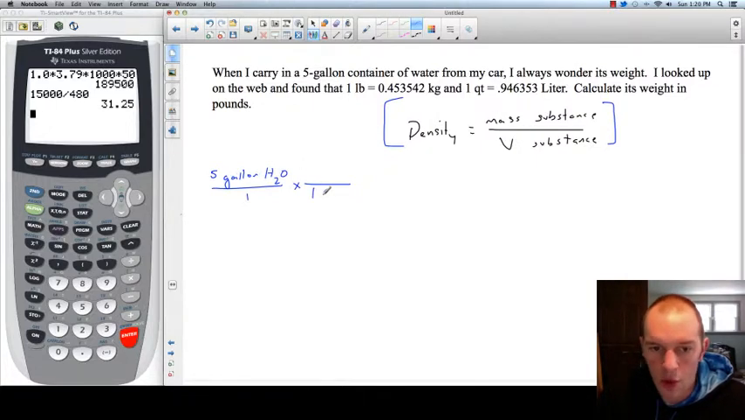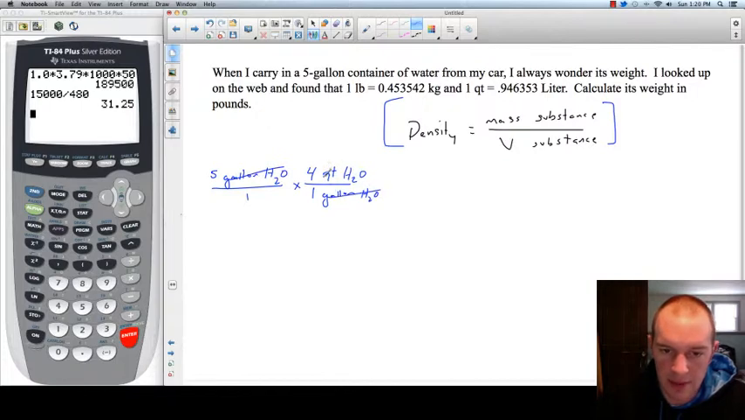So what we know is that 1 gallon is equal to 4 quarts. 1 gallon of water is equal to 4 quarts of water, or anything for that matter. It doesn't have to be that. So we're going to cancel that out right there. Now we've got the 4 quarts. Now we can say that for every 1 quart of water, you're going to have 0.94633 liters of water. And you can see that the quarts of water will now cancel.